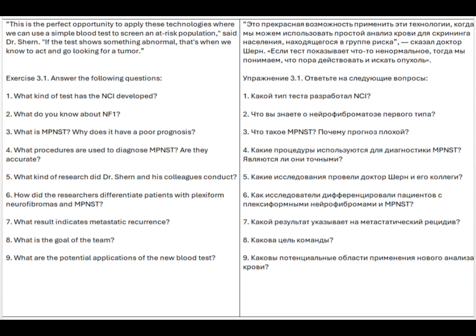Schön and his colleagues conduct? 6. How did the researchers differentiate patients with plexiform neurofibromas and MPNST? 7. What result indicates metastatic recurrence? 8. What is the goal of the team? 9. What are the potential applications of the new blood test?